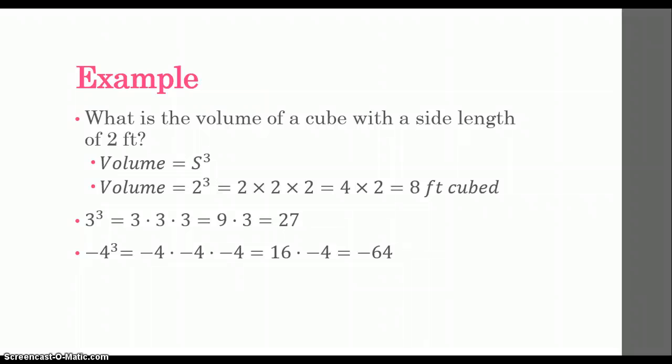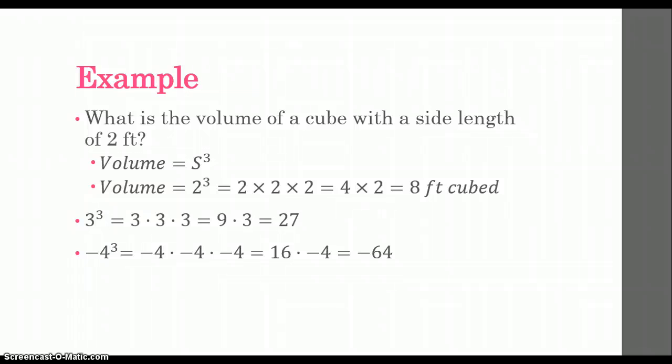Examples. So what is the volume of a cube with a side length of 2 feet? So we know the volume is equal to the side cubed. Well, the side length here is 2. So the volume is going to equal 2 cubed, which is equal to 2 times 2 times 2, which once we simplify we get 4 times 2, which is 8 feet cubed.